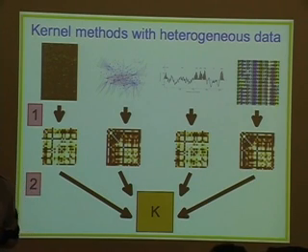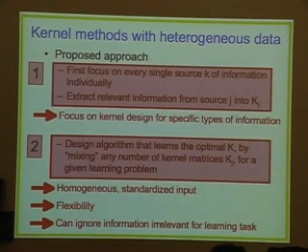All right. So the advantage of this approach is that by splitting it up and designing matrices per source, we can focus on designing kernel matrices for specific types of information. So we can just focus on, you know, music on a web page. We can focus on images on a web page. How can I extract information into a kernel matrix?